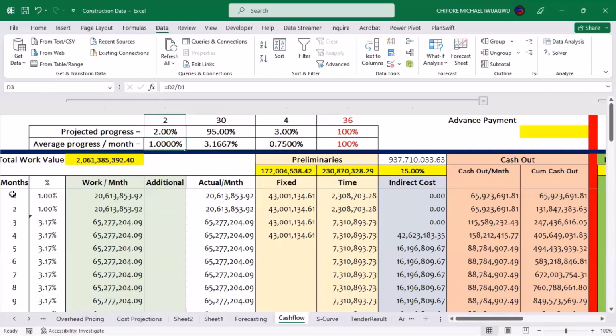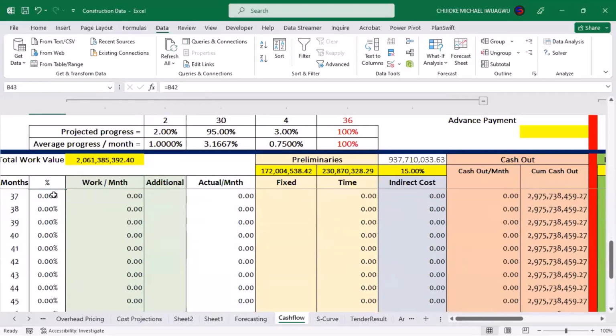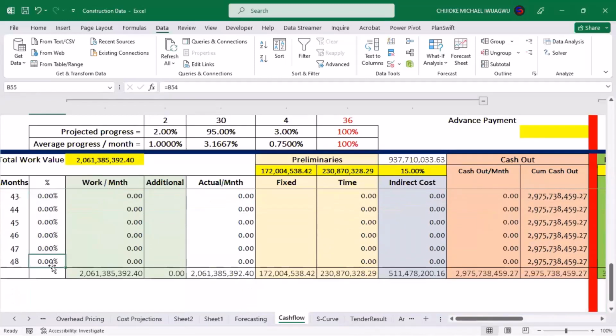Now, when I have achieved this, the next thing is for me to come down to the first 1 month and say, this is what I will be doing. The first 2 months, this is 1%. I'll move over from month 3 up to month 32. I will be achieving 3.1% every month. I will insert them along those months up to month 32. Then the progress will change to 0.75%. That is 0.75% that I will have for the 4 months that will be remaining until I hand over my project, which is in 36 months. Once you have done this, no actual construction activity is taking place here. That is why you have zero progress all throughout until 40-something months.